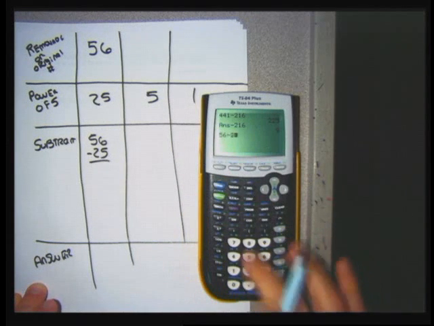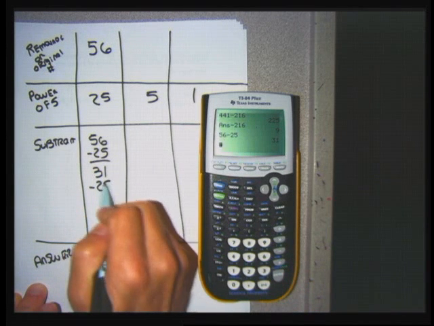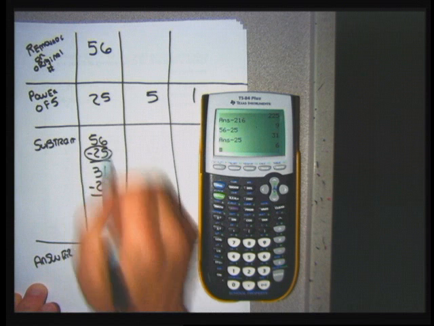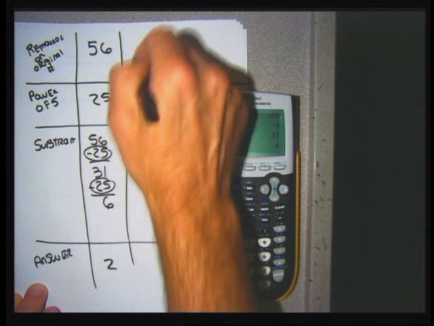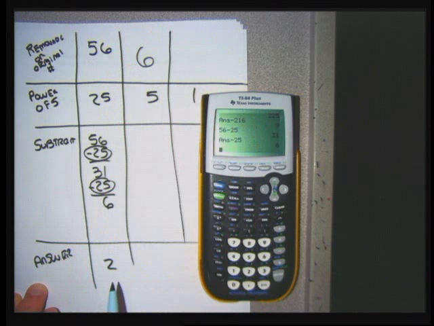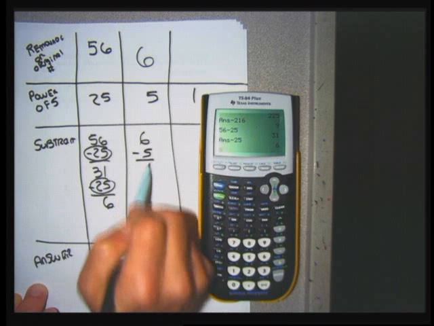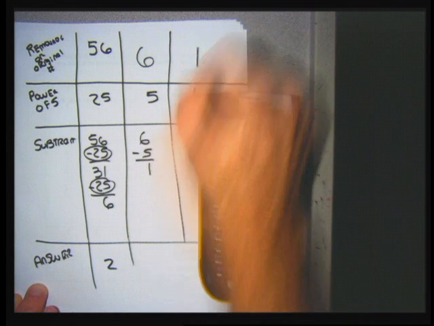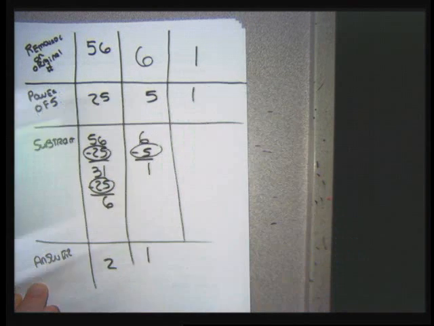56 minus 25 is 31. I'll go 31 minus 25 is 6. I'm going to get a 2 down here because I was able to subtract twice the 25. Carry my remainder over. Now start subtracting. 6 minus 5 is 1. Can't subtract again. Bring my remainder up. On the bottom, write a 1 for the one time that I could subtract.